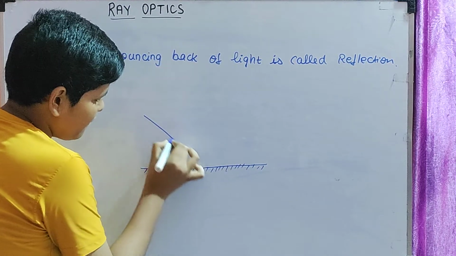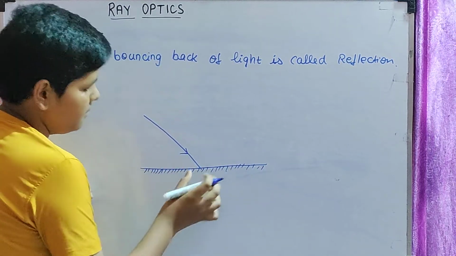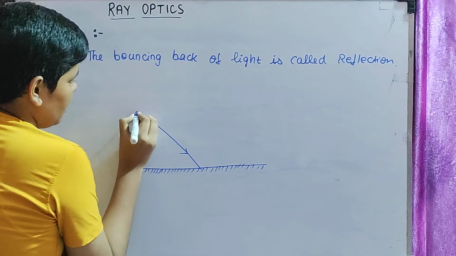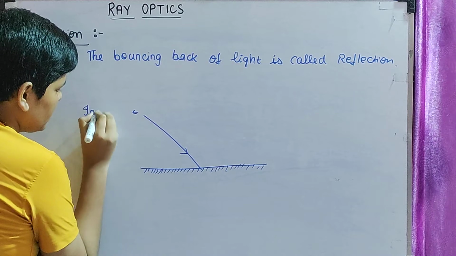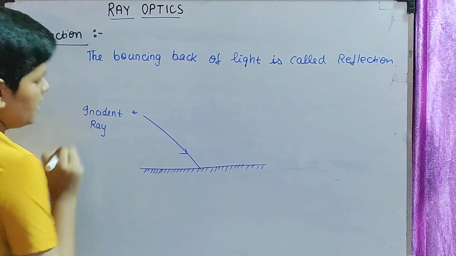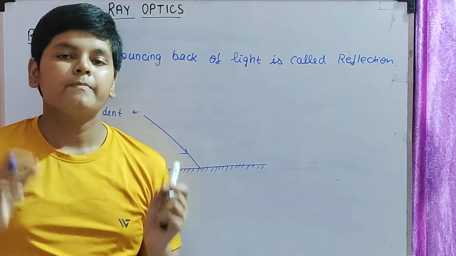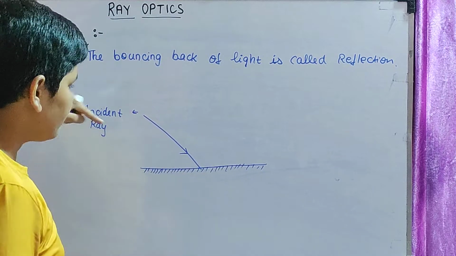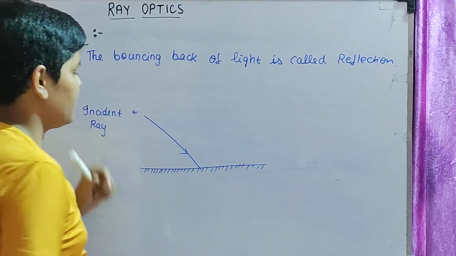Let us take a ray of light falling on the mirror. We can take a plane mirror. This ray is called the incident ray. What is the incident ray? The ray which is striking the mirror, any plane mirror or whatever. The first ray which is touching the surface.